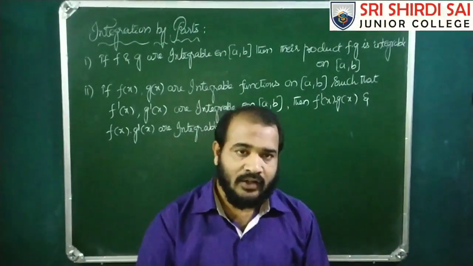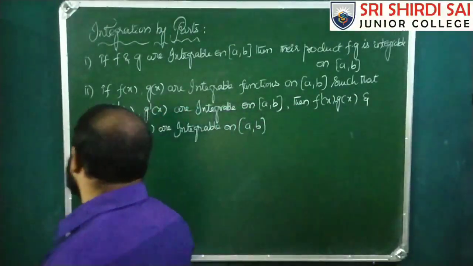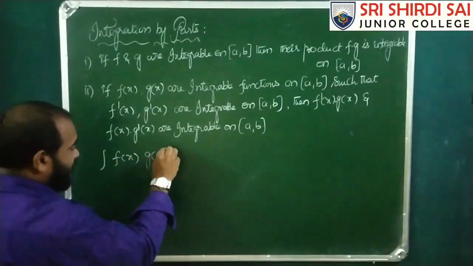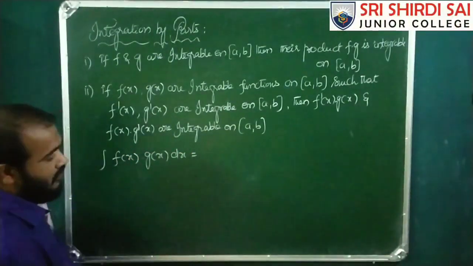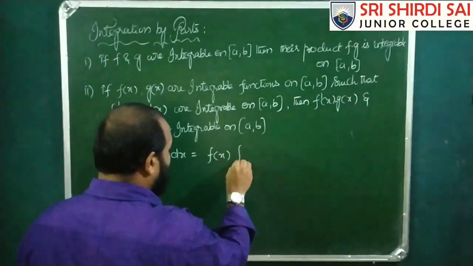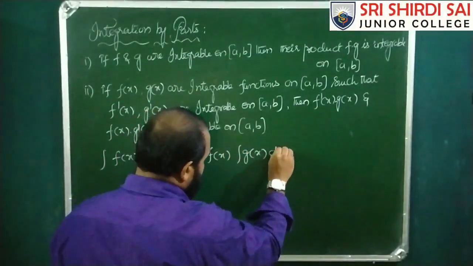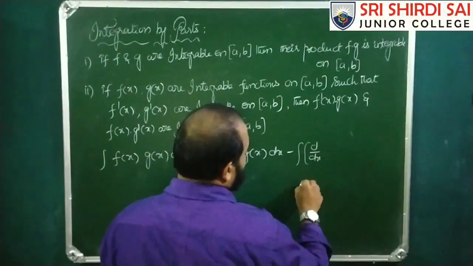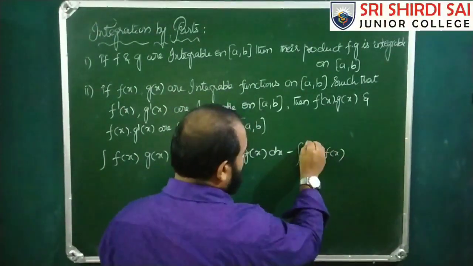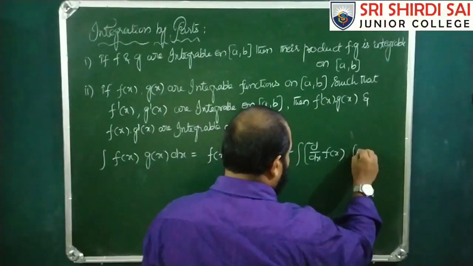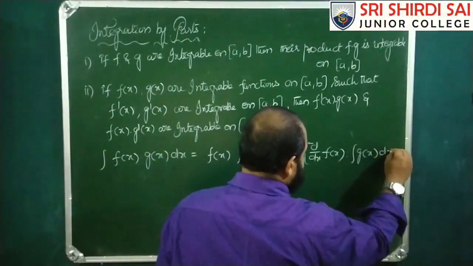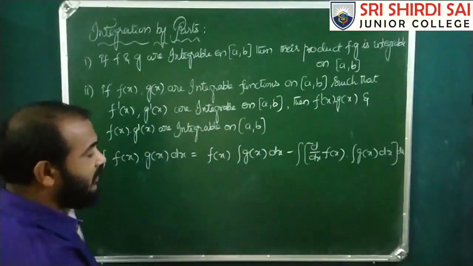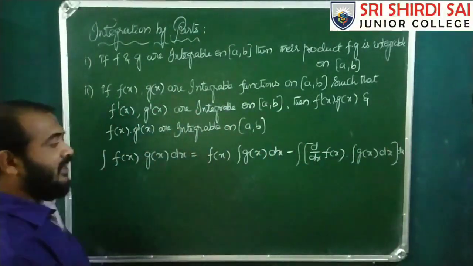Okay, so then what is integral f of x into g of x dx that you have learned before? It is f of x into integral of g of x dx minus integral of the differential quotient of the first function, d by dx of f of x, into integral of g of x dx, whole dx. This you have learned in the indefinite integration.